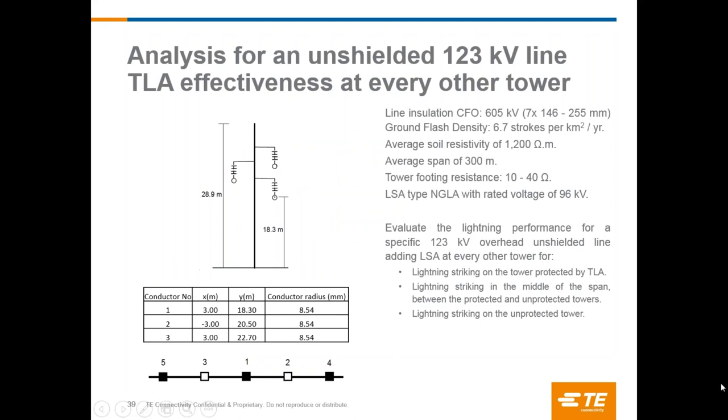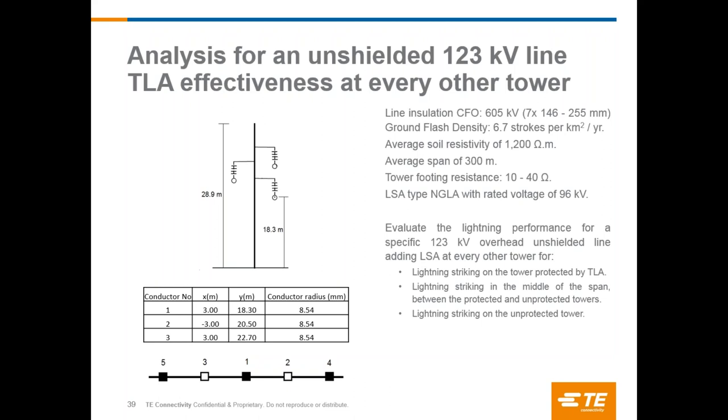Inline surge arrester type: no-gap inline arrester with rated voltage 96 kV. We are here evaluating the lightning performance for a specific 123 kV overhead unshielded line, adding line surge arresters at every other tower. For lightning striking on the tower protected by TLA, lightning striking in the middle of the span between the protected and unprotected towers, and lightning striking on the unprotected towers.